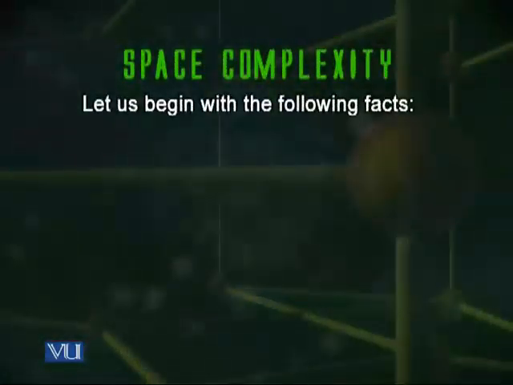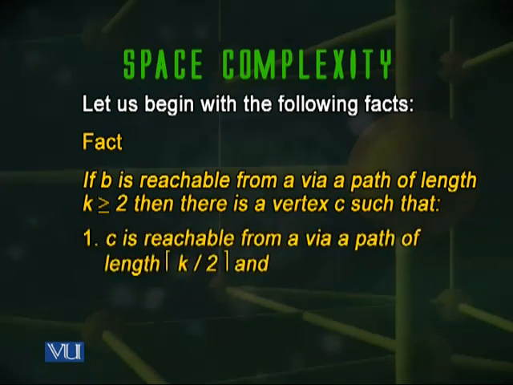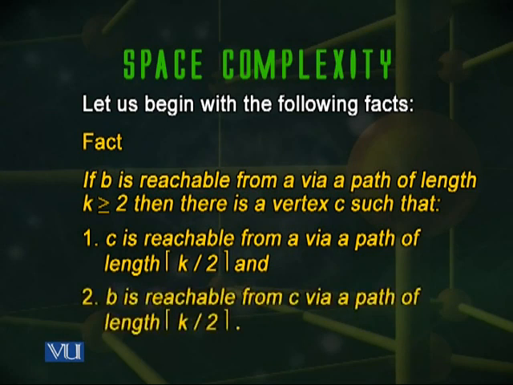Now, let us begin with the following very simple facts. The first fact is that if B is reachable from A via a path of length K greater than 2, then there is a vertex C such that the first thing that holds is that C is reachable from A via a path of length K over 2. And the second thing that holds is B is reachable from C via a path of length K over 2. How will you prove a fact like this?